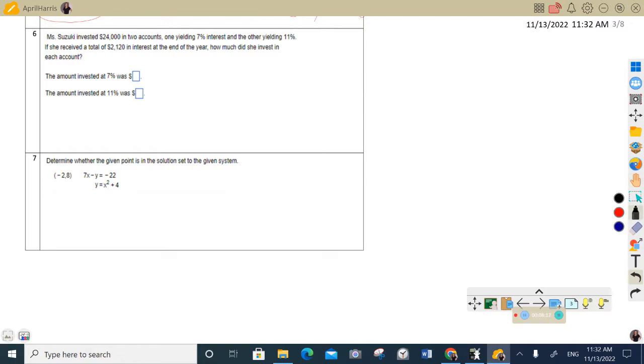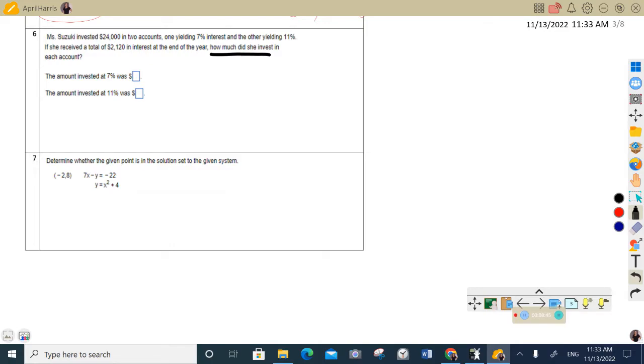All right, question 6 says Miss Suzuki invested $24,000 in 2 accounts, one yielding 7% interest and the other yielding 11% interest. If she received a total of $2,120 of interest at the end of the year, how much did she invest in each account? So the question, how much did she invest in each account, tells us what our variables are, the unknowns. So our variables, we're just going to call x and y. How much she invests in each account, we don't know. Now what do we know?